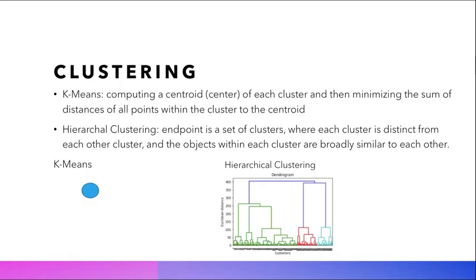So, lastly, we can perform the actual machine learning, the clustering. K-means is a popular machine learning clustering technique where it computes the centroid of each cluster and then minimizes the sum of the distances of all points to find the best centroid for the cluster. So it plots a data point, is that the center? No. It keeps plotting until it finds the true center, which is the data point in the middle.